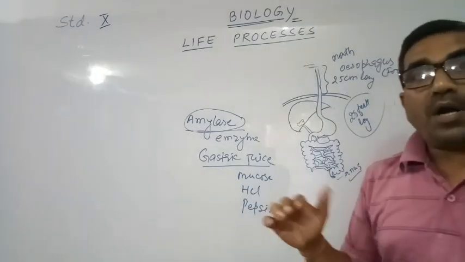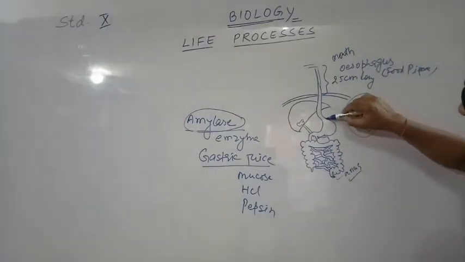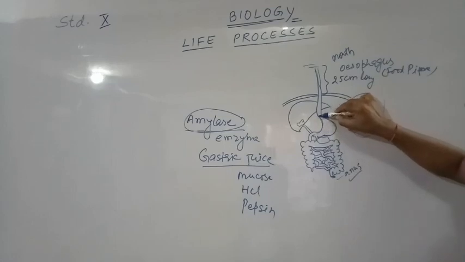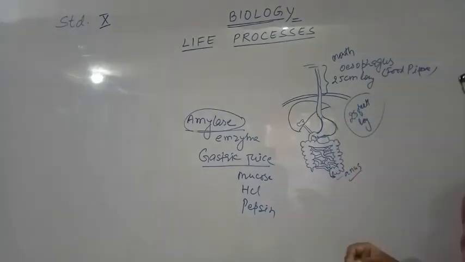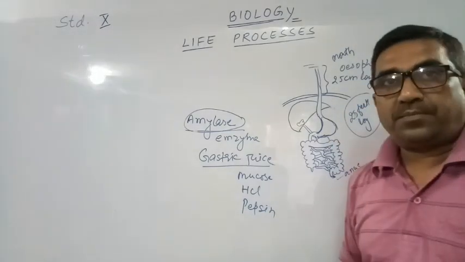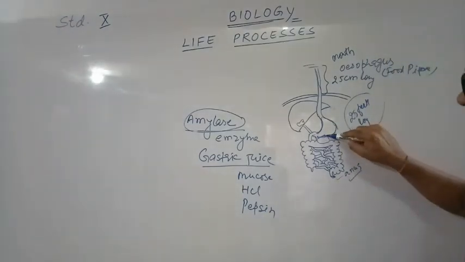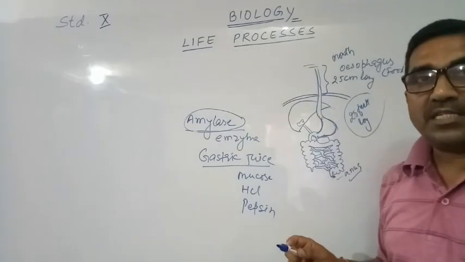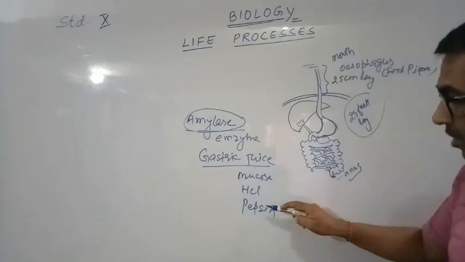Mucus, what does mucus do? Mucus makes a thin layer on the wall of the stomach. It protects the wall of the stomach from the action of the acid. The stomach, due to peristaltic movement, keeps on mixing the food and HCl.